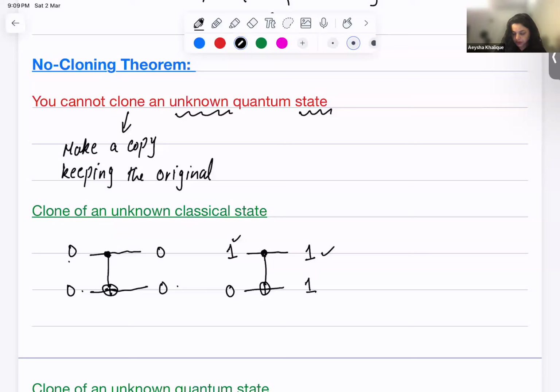So I have kept the original and I have made a perfect copy of it on this target qubit. I have kept the state 0 in the first case, and I have made a perfect copy in the other. So the same cloning machine has made a perfect copy of an unknown classical bit, whether it is 0 or 1, right? Our copying mechanism doesn't change with the bit. So we just apply this circuit and we get a perfect clone. So it is always possible to clone an unknown classical state.